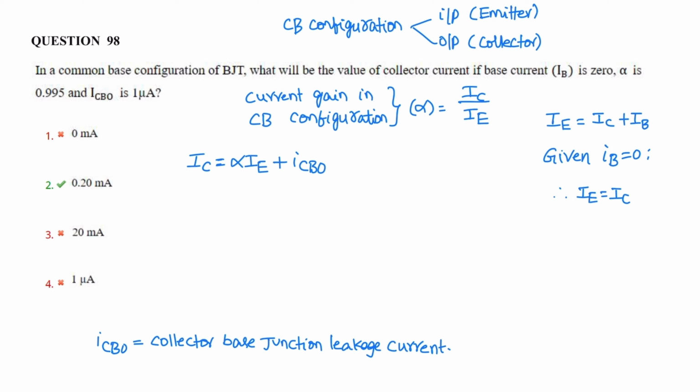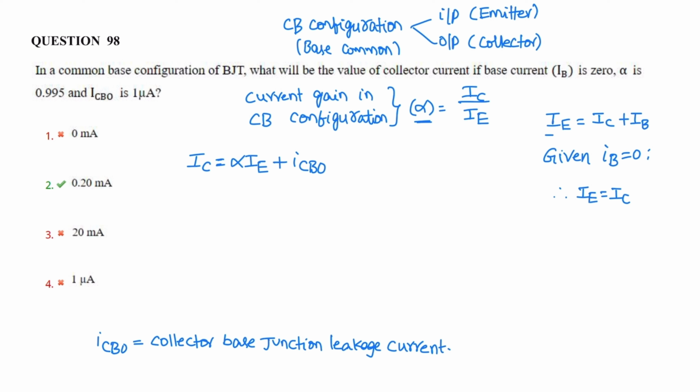Next question. In a common base configuration of a bipolar junction transistor, what will be the value of collector current if base current is 0, given the alpha current gain? Alpha is the current gain in common base configuration, that is, output current by input current. In common base configuration, the base terminal is common to both input and output, the input terminal is the emitter and the output is the collector.